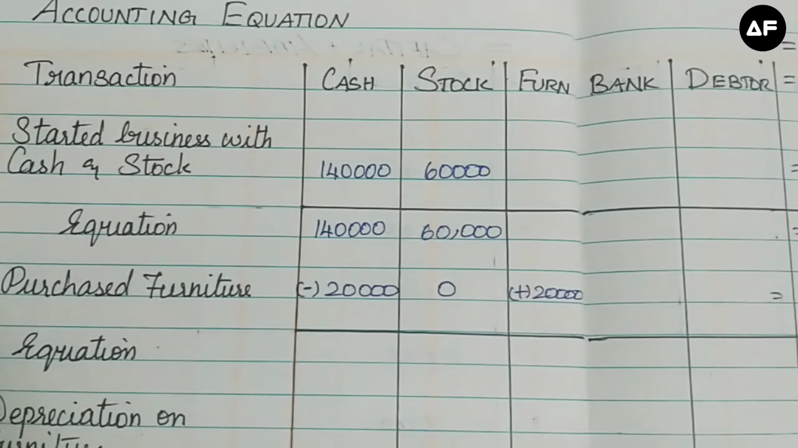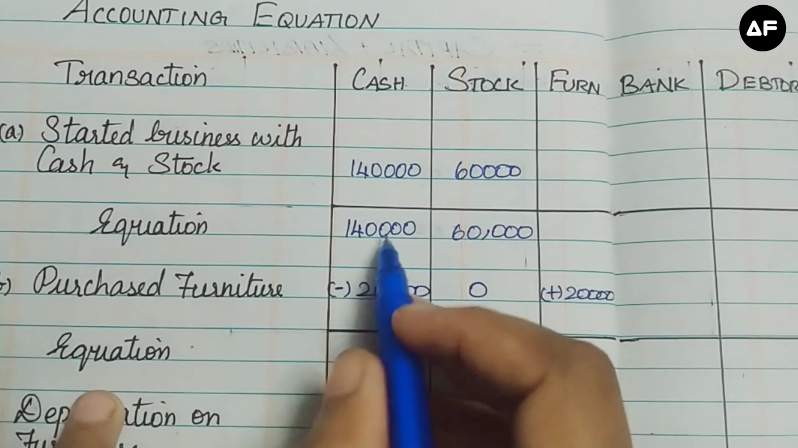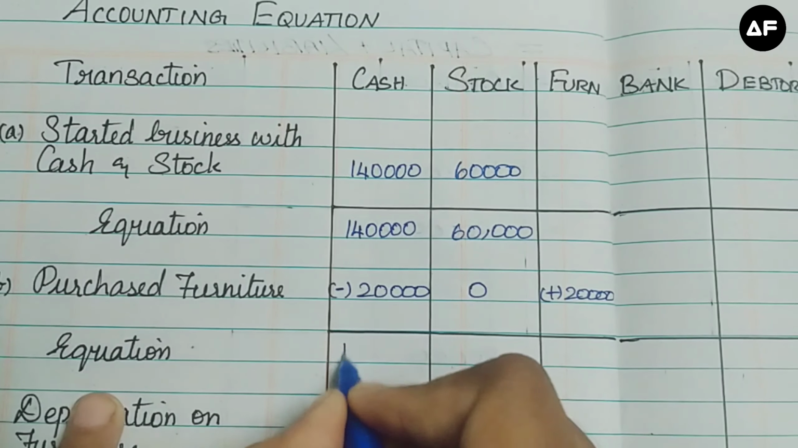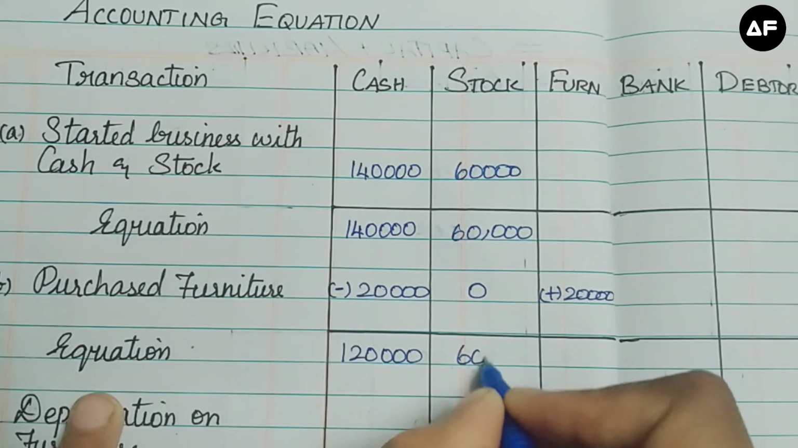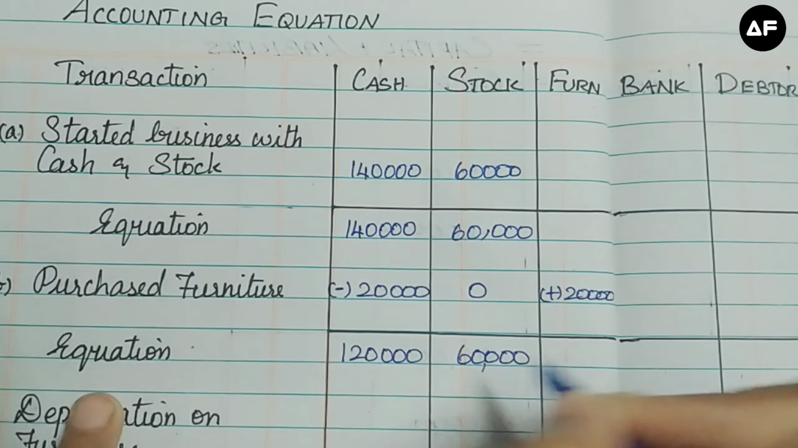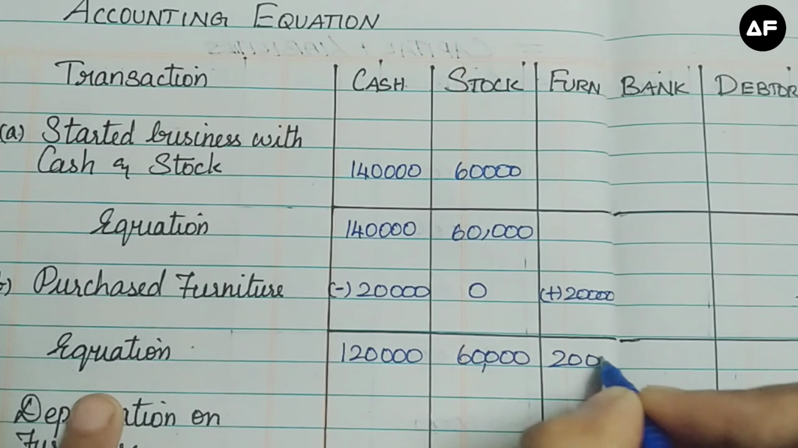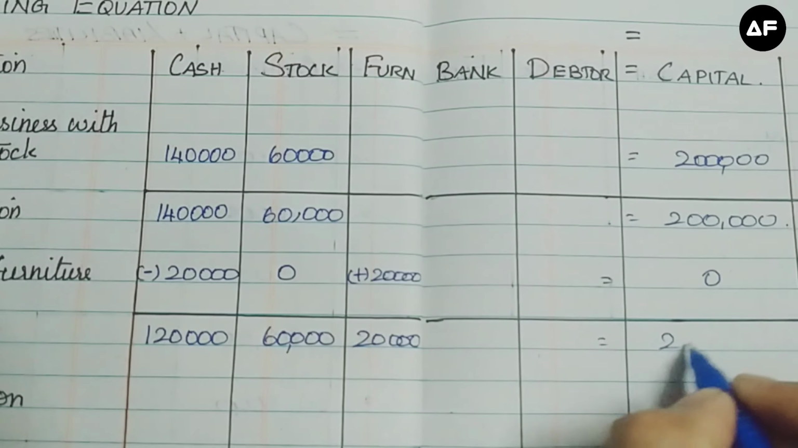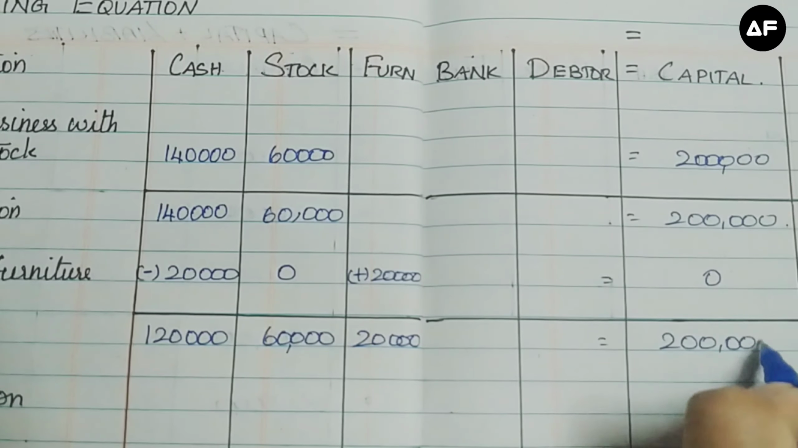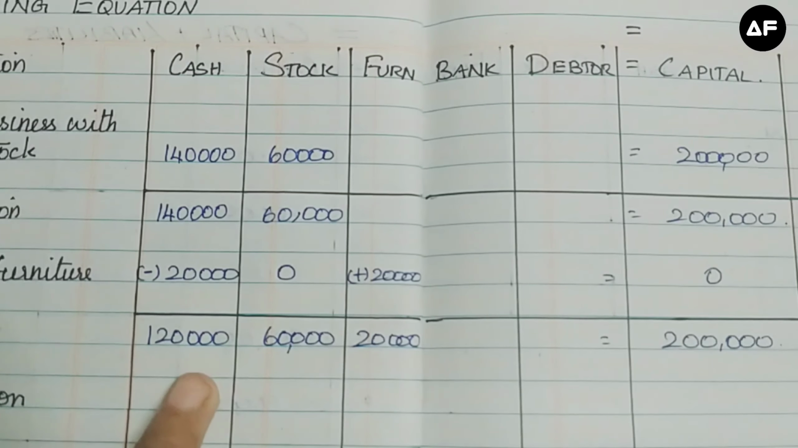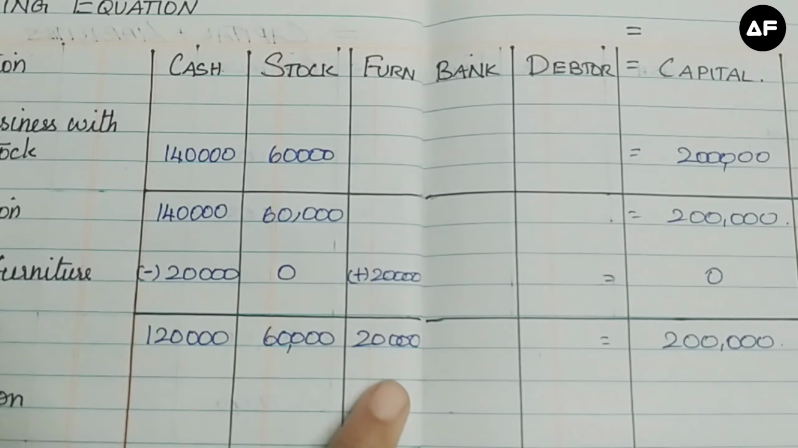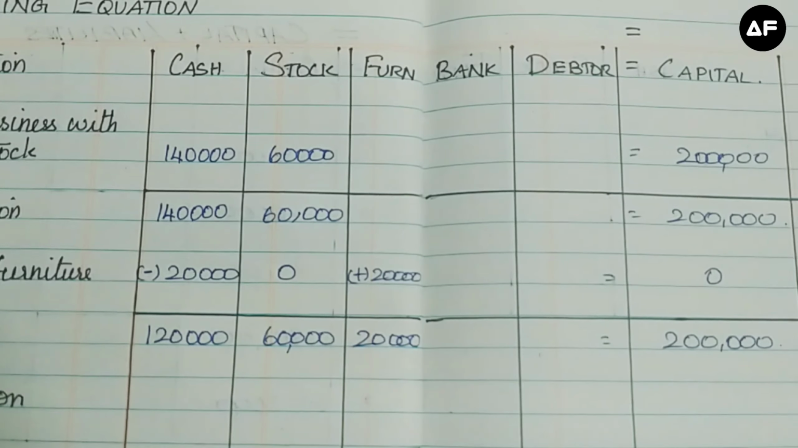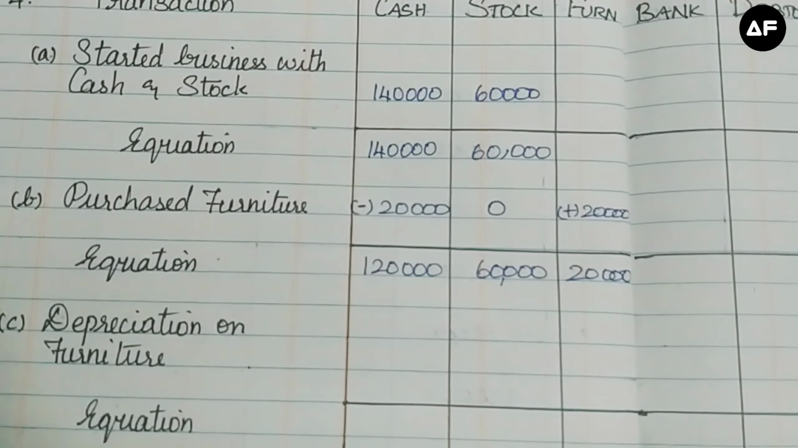So now it's time for the equation. 1,40,000 minus 20,000 is 1,20,000. 60,000 in the stock column, and we have purchased furniture, so 20,000 in the furniture column, and in the capital column it is the same 2 lakhs. We must get the same 2 lakhs on my left hand side. So 1,20,000 plus 60 is 1,80,000. 1,80,000 plus 20 is 2 lakhs. Right. So next is going to be depreciation on furniture.